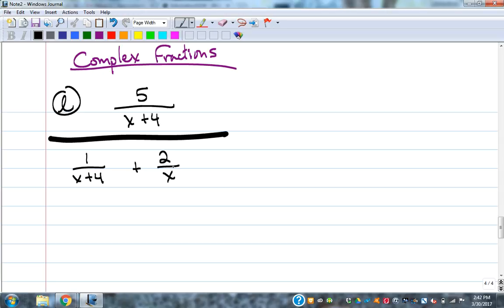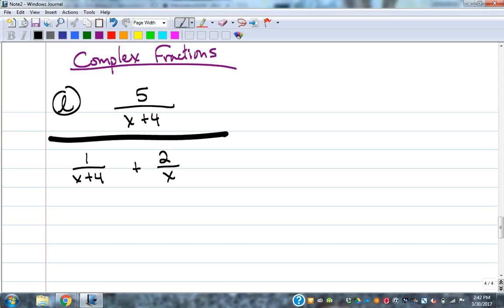Now, the key to doing these is not trying to do it all at once. Do any work that would need to be done on the numerator. Is there any work to do on this numerator? No, there's only one fraction up there, so we really don't have to do anything to it. But the denominator is 2 separate fractions. What we want to do is rewrite it as one fraction in the denominator. So it's an addition problem in the denominator, and we're going to work it like a separate problem.